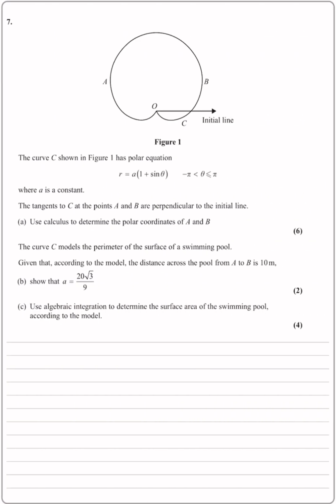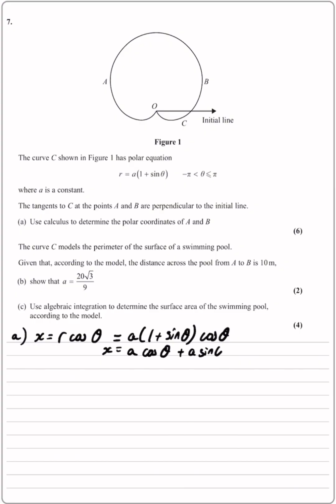Okay, question number 7. So we have the polar equation. We want to use calculus to determine the polar coordinates of A and B. Those points A and B are going to be where the change in the x-coordinate as theta changes is 0. So an expression for the x-coordinate is going to be r cos theta. So we can take our equation in terms of r and multiply it by cos theta. r we know is a lots of 1 plus sine theta, so times that by cos theta. I've expanded that out, so r cos theta equals a cos theta plus a sine theta cos theta.